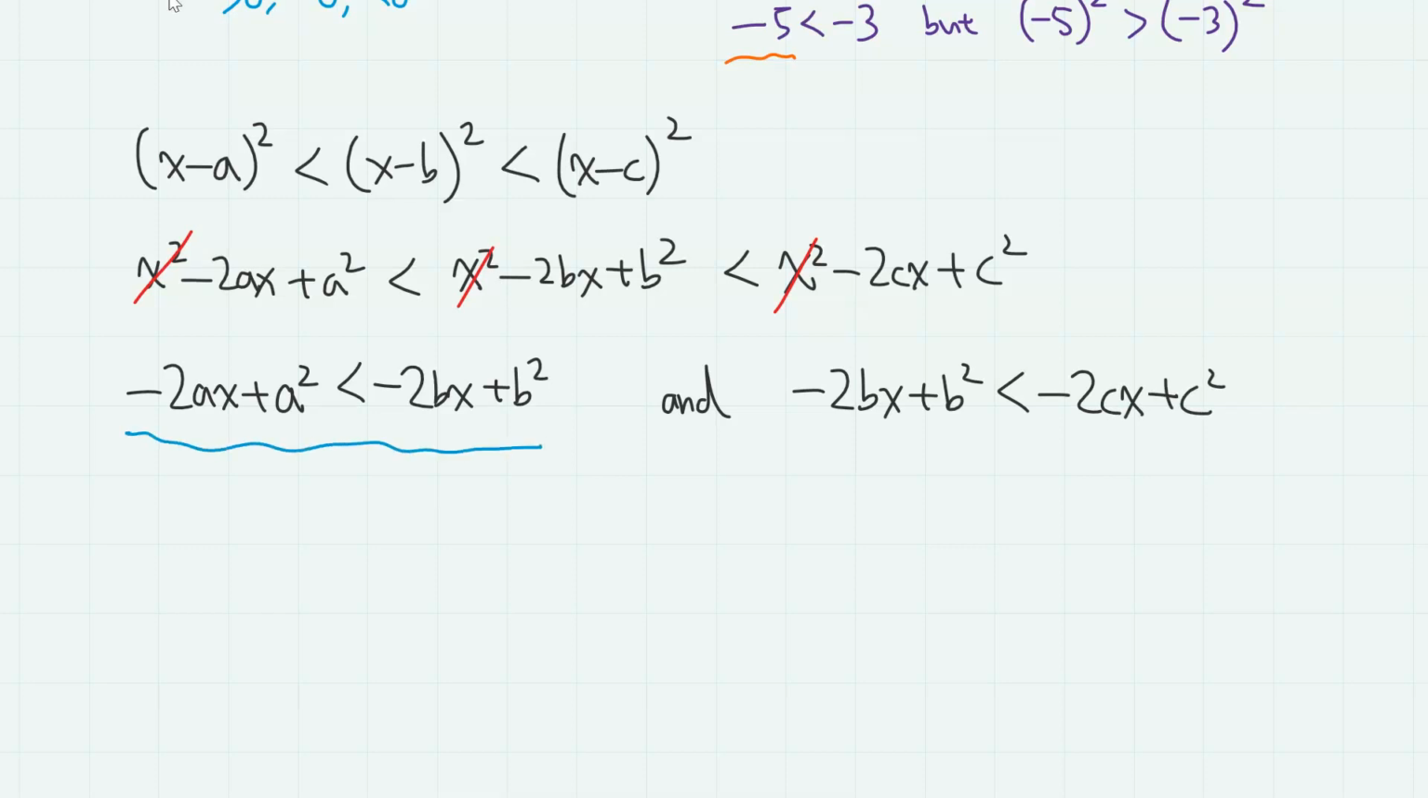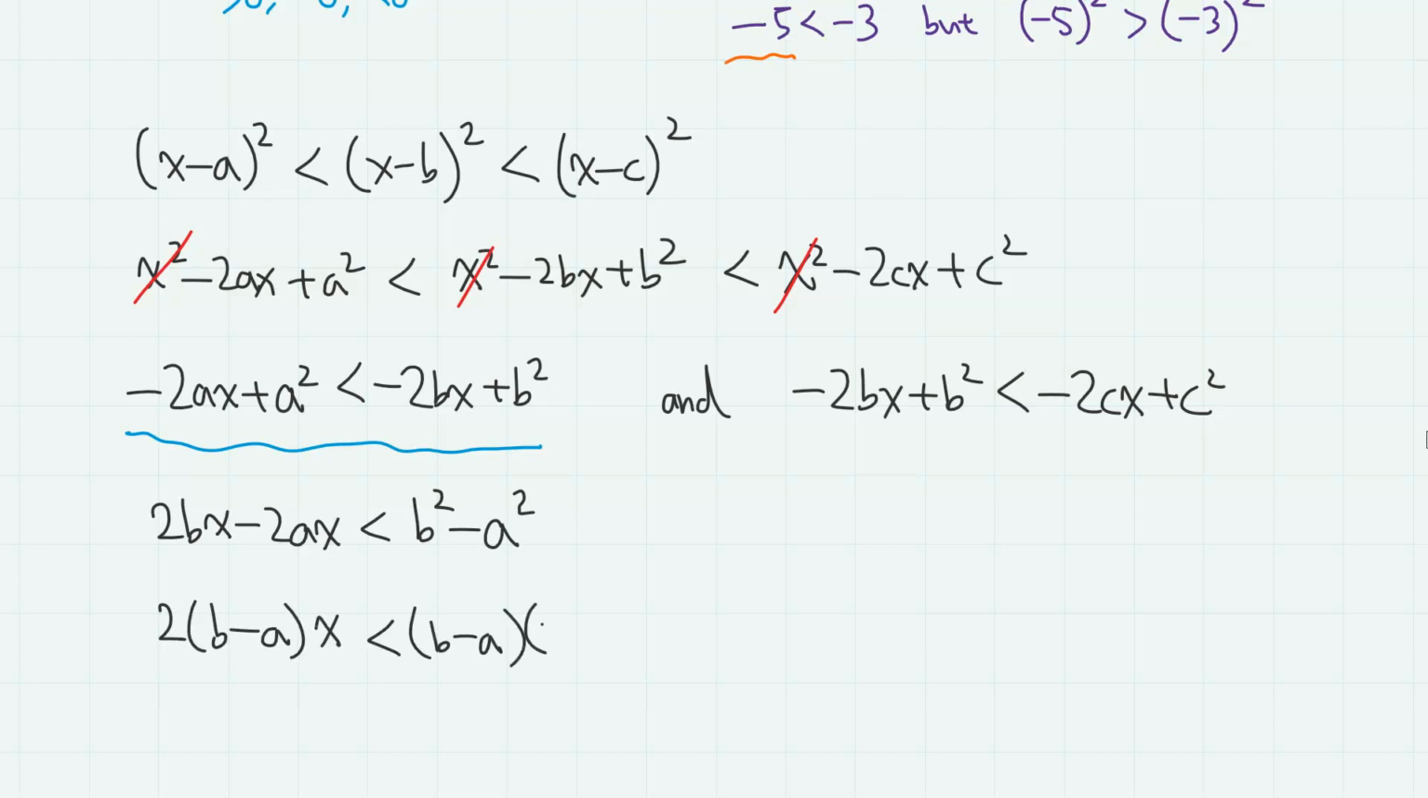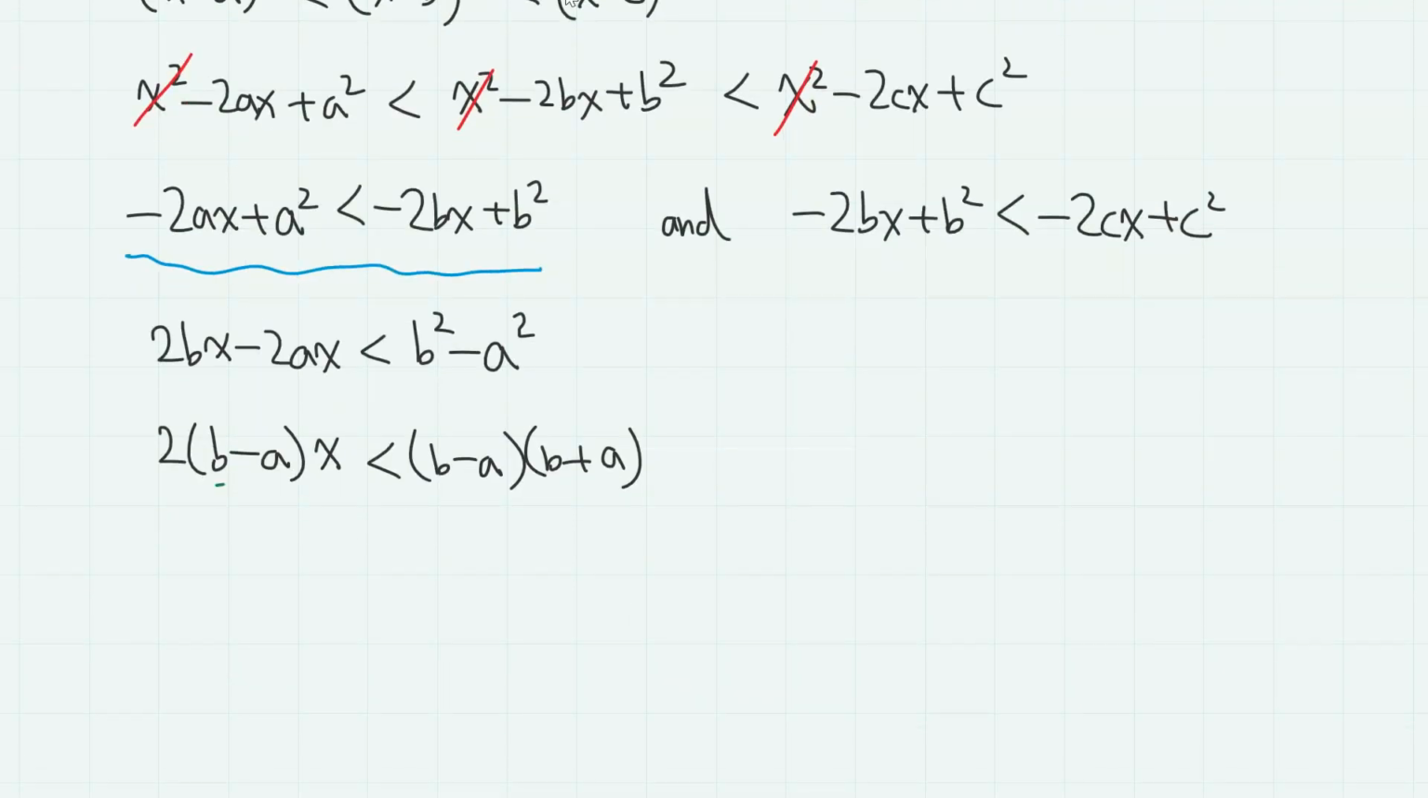From here, 2bx minus 2ax is less than b squared minus a squared. So 2(b minus a)x is less than (b minus a)(b plus a). And since b minus a is positive, we can divide both sides by 2(b minus a), and the direction of the inequality sign remains unchanged. So we have x is less than (a plus b) over 2.